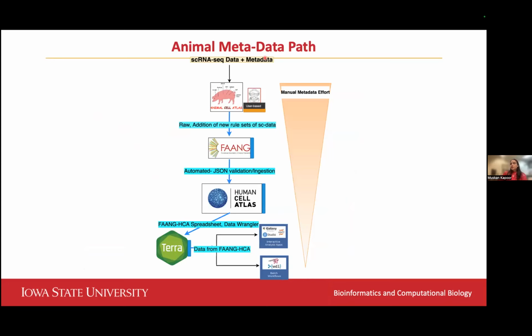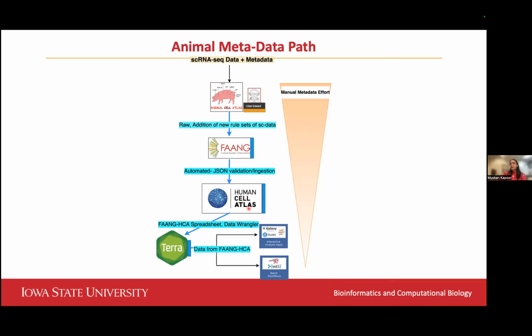Next, we are going to focus on the animal metadata path. This is an overview where we can see the single-cell RNA-seq data and metadata added to the FANG portal. In order to make FANG more useful for single-cell data, we added new rule sets for single-cell data within the FANG portal. Then we created the JSON files for those single cells, validated and ingested them, and transferred them to the HCA DCP ingestion service through an automated path.